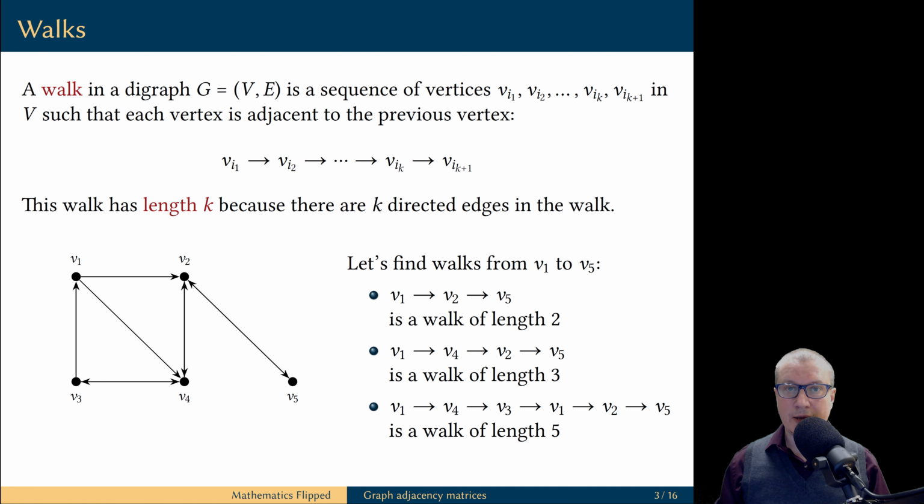We can also find a walk of length 5. We start at the vertex v1, then we go to the vertex v4, from v4 we go to the vertex v3, then we go back to the vertex v1. As you see in the walk, it is possible to return to one of the vertices you already stayed at. From the vertex v1, you then go to the vertex v2, and then finally to the vertex v5. Of course, these are not all possible walks from v1 to v5, but this shows different ways that you can travel along the graph to go from one vertex to another vertex.